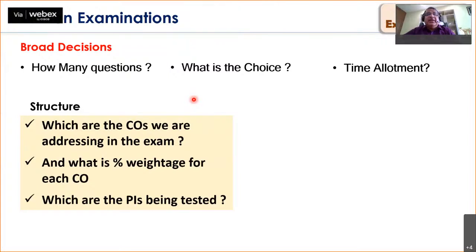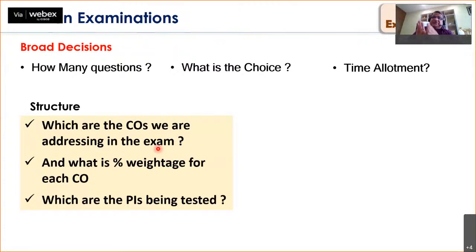Then we talked, and decided our approach should be structured. In an unstructured way, there is always a chance that some of the PIs remain untested and there may be no question for one of the COs. Therefore, we thought about structure and quality. Structure means I have written the COs. Now, which COs are we addressing in the exam? So we introduced the course assessment plan.